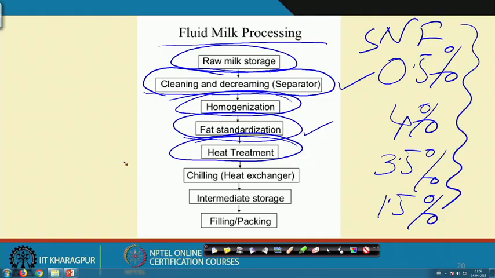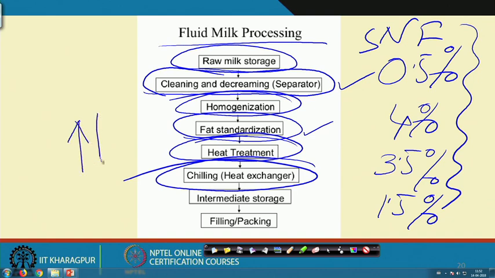You already know that product. So, you have already done either standardization or decreaming, or both in combination, to get your right fat content and SNF content, and then you have subjected it to heating. Then after heating, chilling is done, and chilling is also done by heat exchangers. Obviously, any heat giving or withdrawing is achieved by a heat exchanger, right.